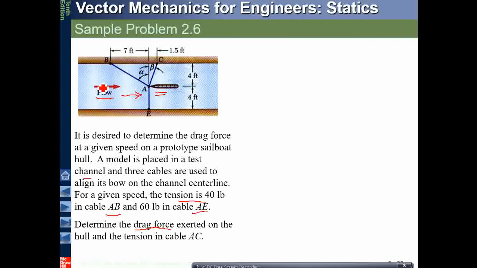Because the flow is in this direction, and the movement of the sailboat is in the opposite direction, there exists a drag. So if a sailboat would like to sail on this channel, it has to overcome the drag force. Then only it will be able to move in this channel. So, nevertheless, these are the three tensions, and this is my pivot point. So my free body diagram becomes very easy.